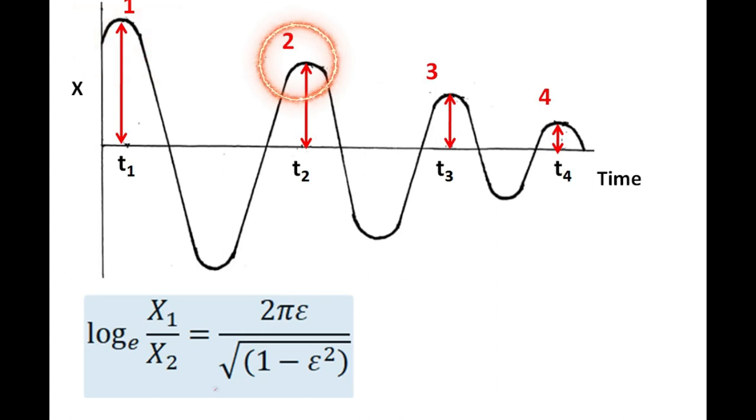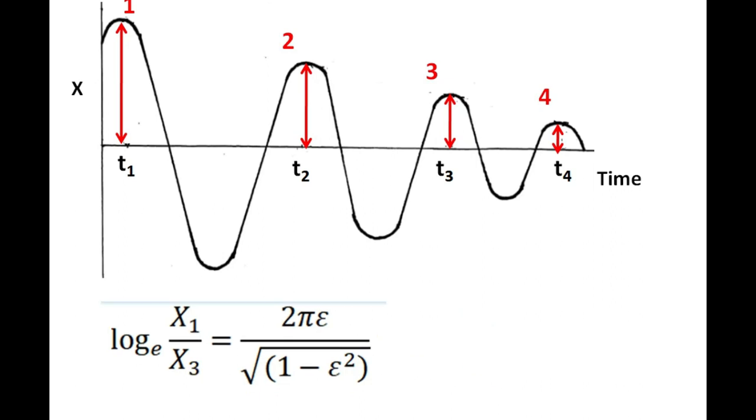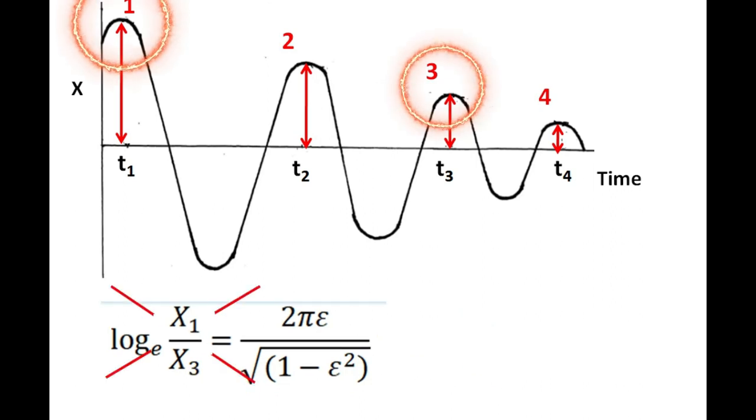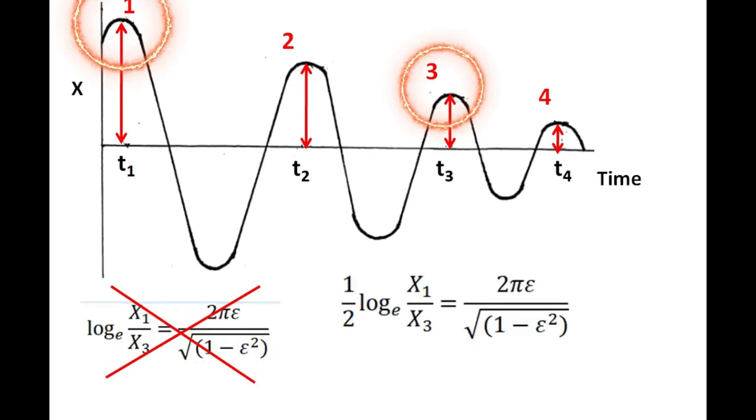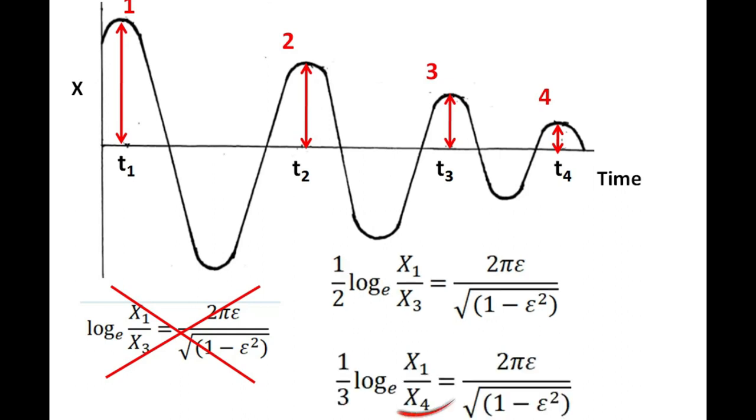For example, I can take x1, x2 or 2 and 3 or 3 and 4. But suppose instead of taking two consecutive peaks, you consider the first and the third peak. In that case, the formula will not be correct. What we need to do is add another multiplying factor in our formula. For example, you can see here that for x1 and x3 I have multiplied by 1 by 2 in my formula. Similarly, if I take the first and the fourth peak, I have to multiply by 1 by 3.